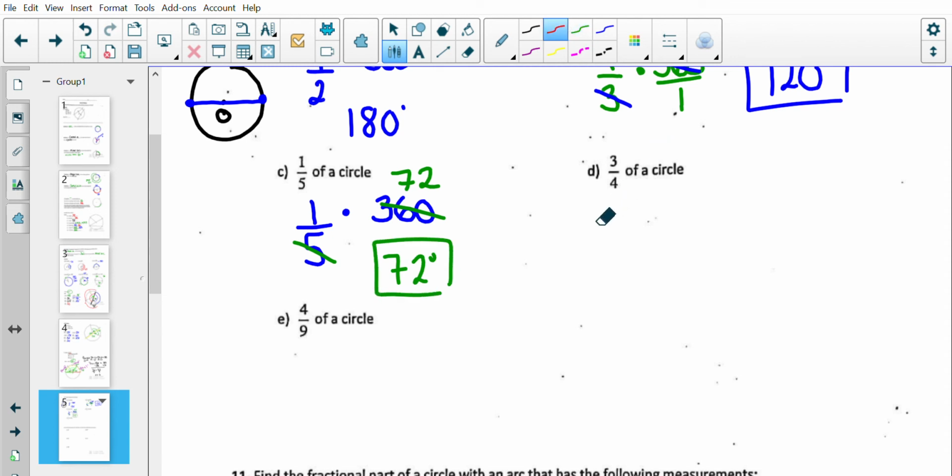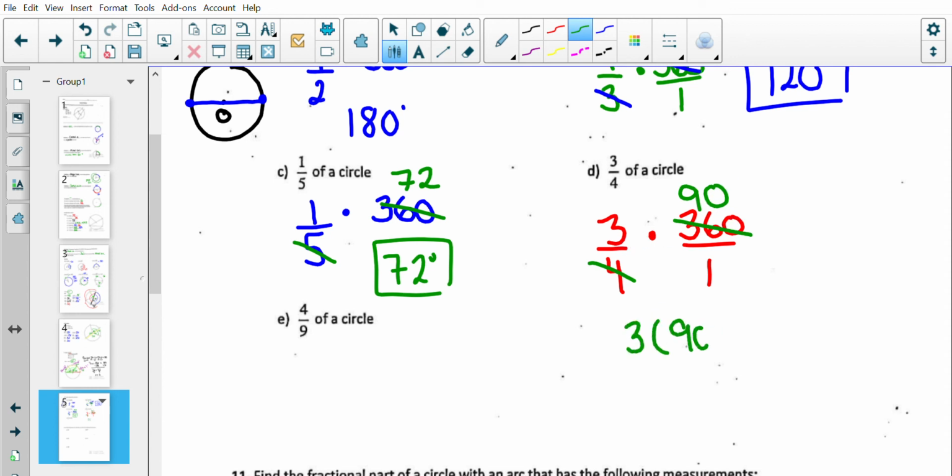All right, next one, we have 3/4. Of means multiplication. A circle is 360. So once again, we're multiplying fractions. We're allowed to cross cancel. 4 goes into 360 90 times. But my answer this time is not 90 because I still have 3 times. So 3 times 90 is going to be 270 degrees.